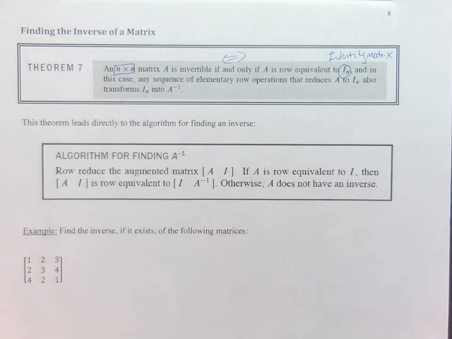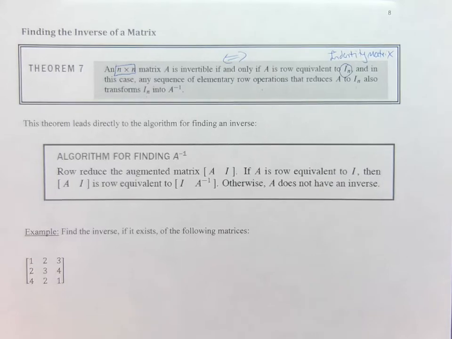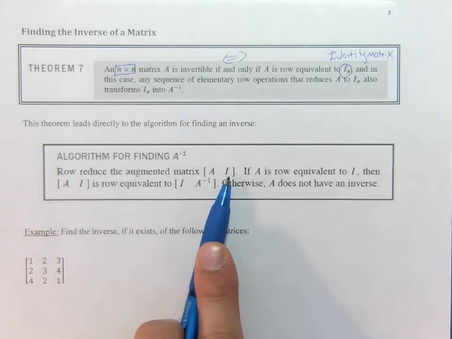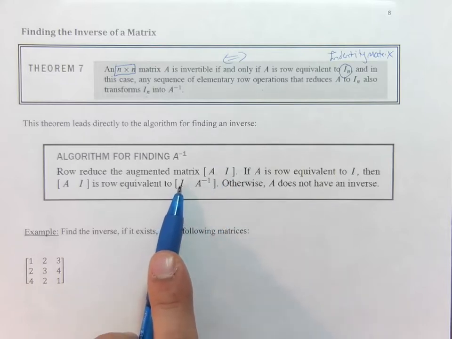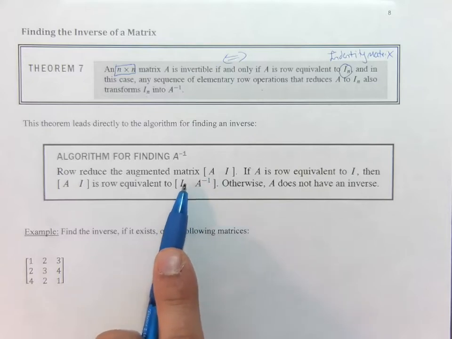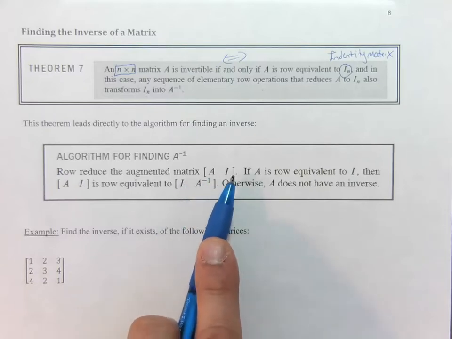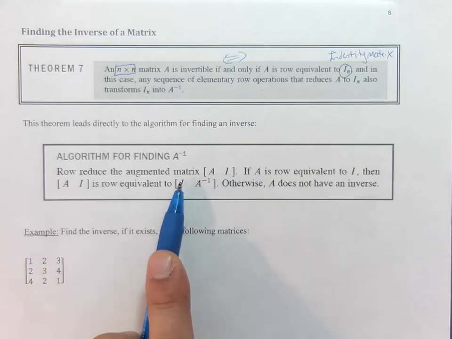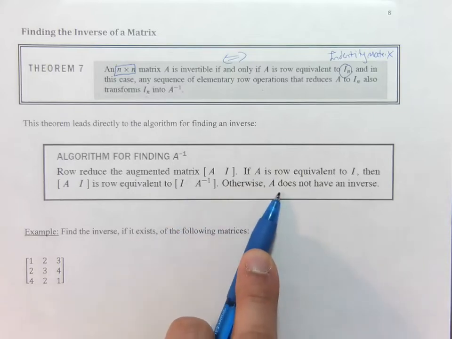And so the way we find the inverse of a matrix, and this works for 2x2s as well, but it works for any matrix, which is nice, is the algorithm for finding the inverse. You put A and the identity matrix in a matrix together, row reduce it, and then A will transform into the identity matrix, and the identity matrix will transform into the inverse. If you don't end up with the inverse there, then that means A is not invertible, so it wouldn't have an inverse.